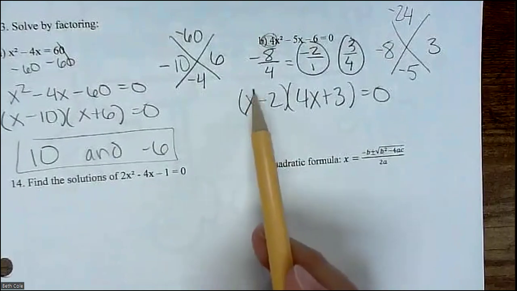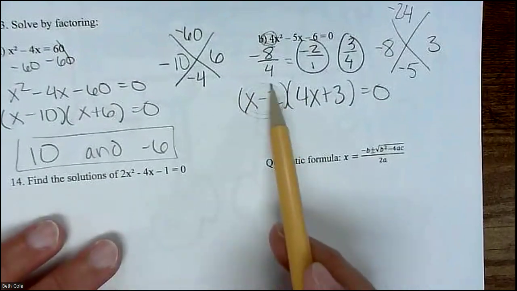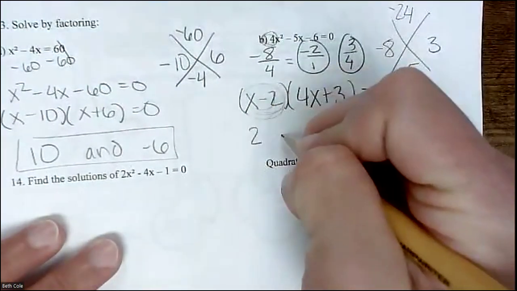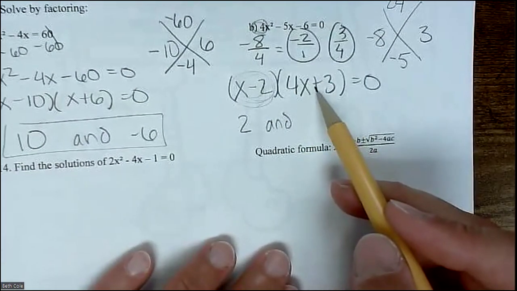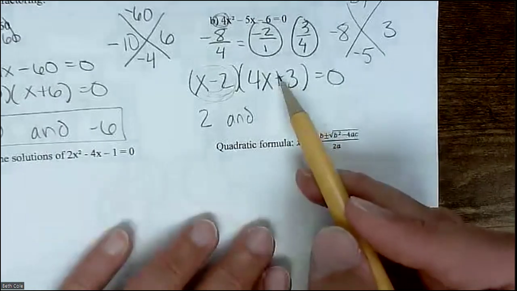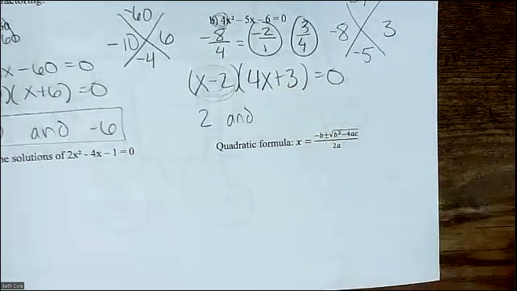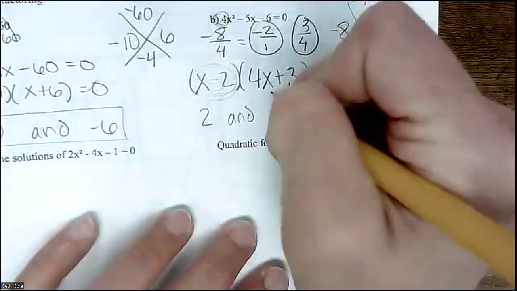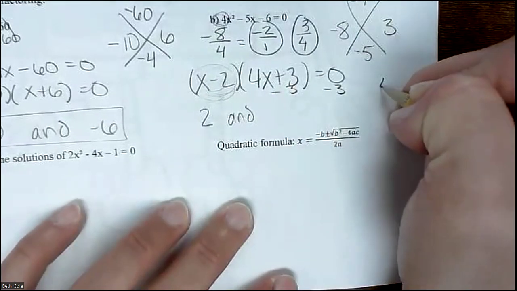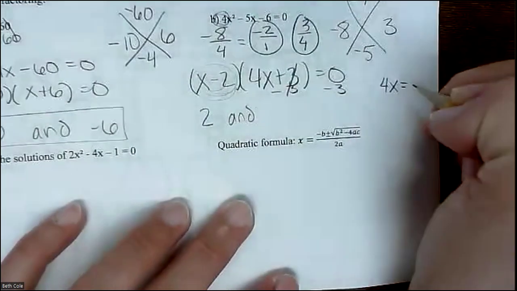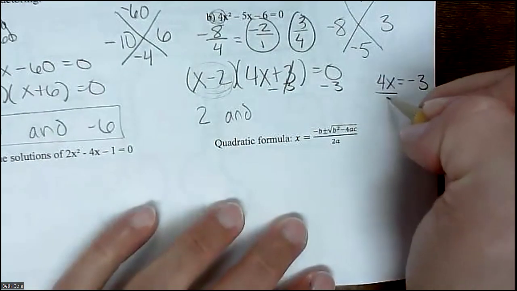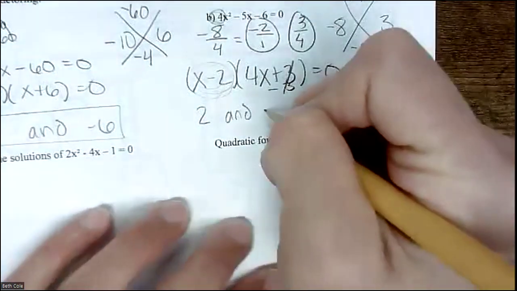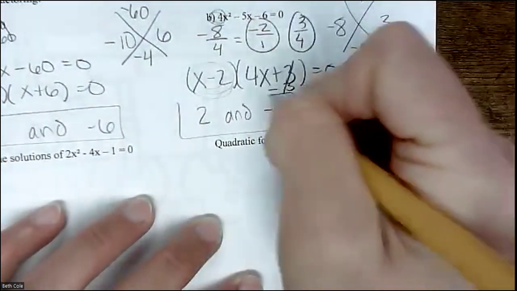Now this one you can do in your head. What does this one give you? 2. And now this one you probably can't do in your head, so we'll just work that off to the side. What would you do to get rid of the plus 3? Yeah, -3. So that would give you 4x equals -3. And then divide by 4. So -3/4.